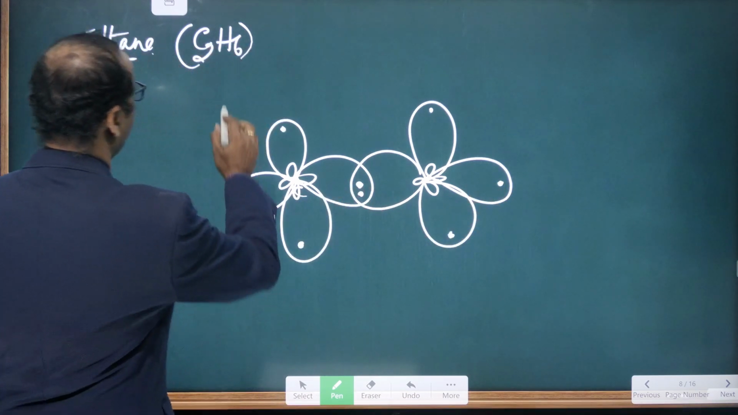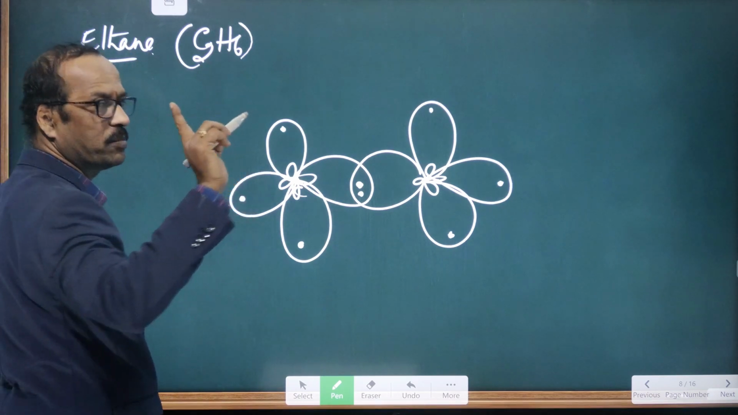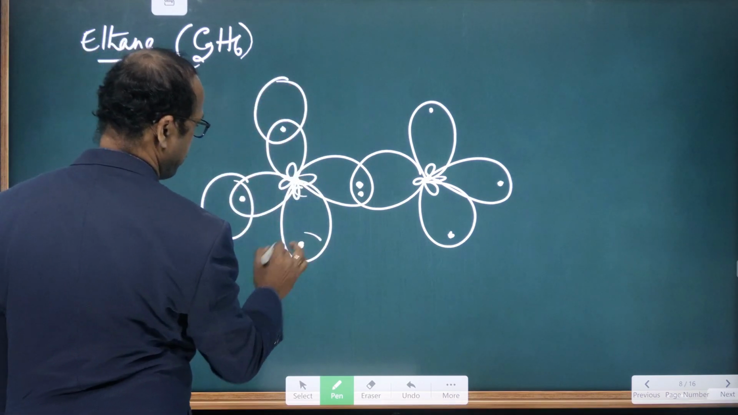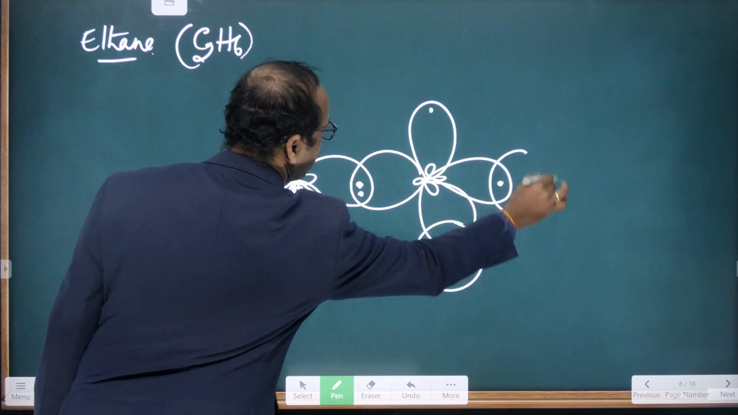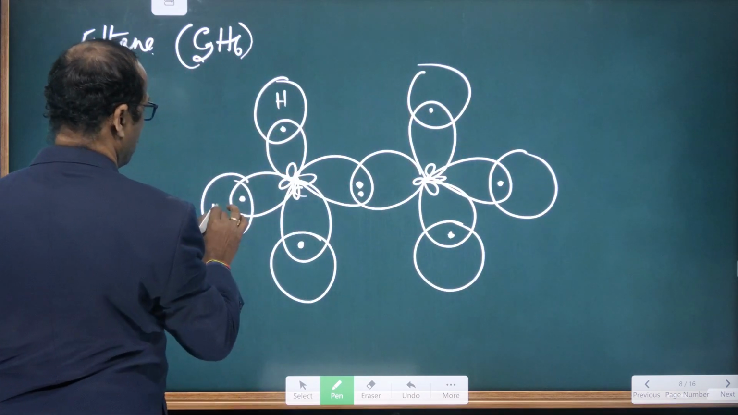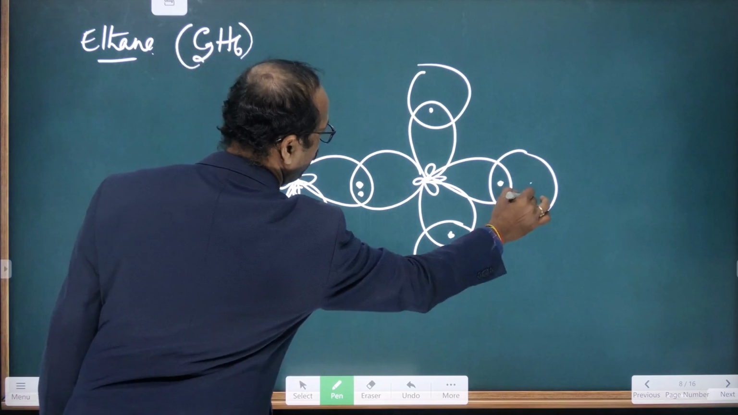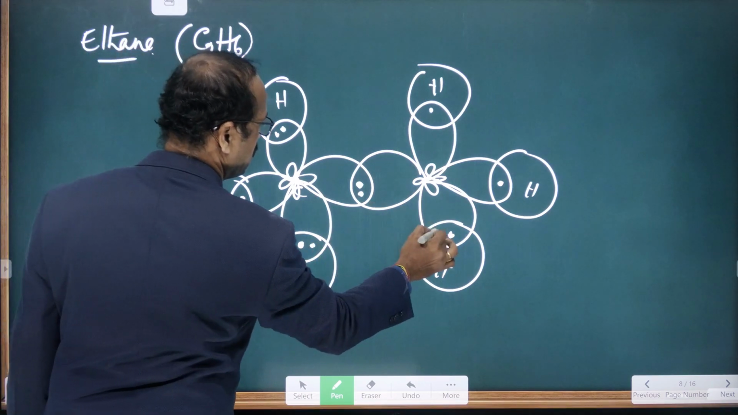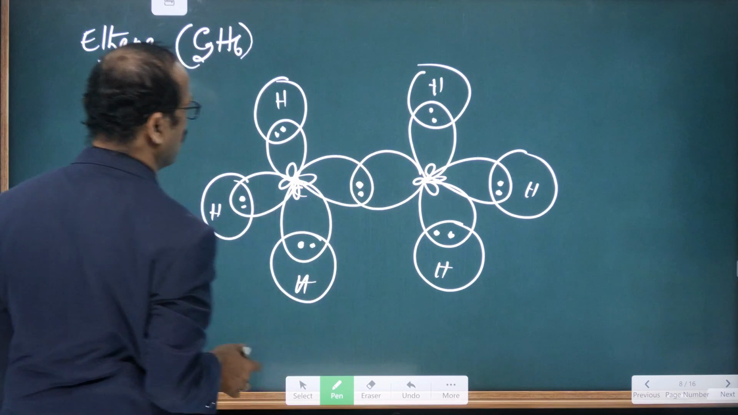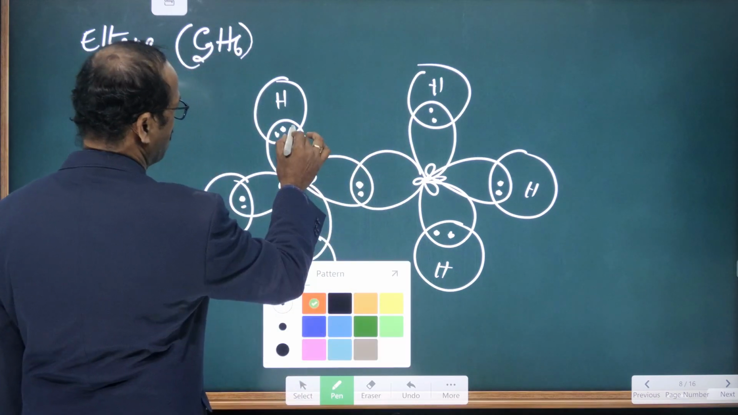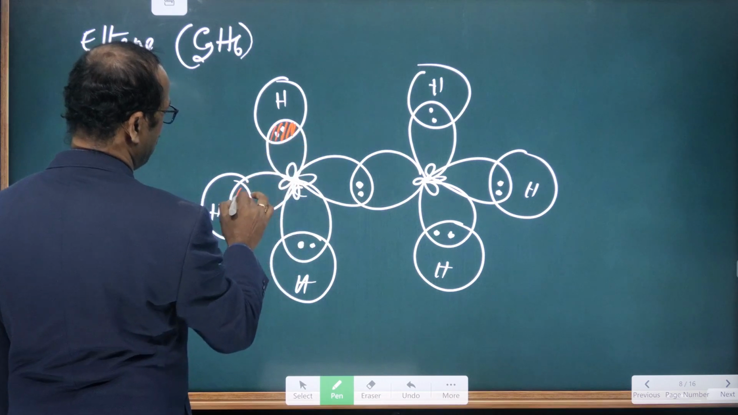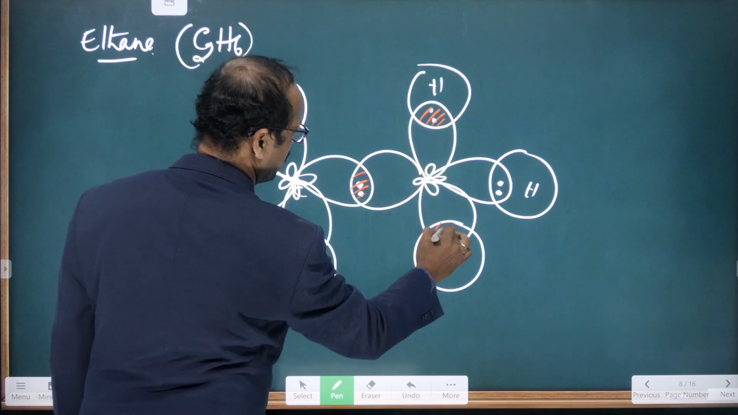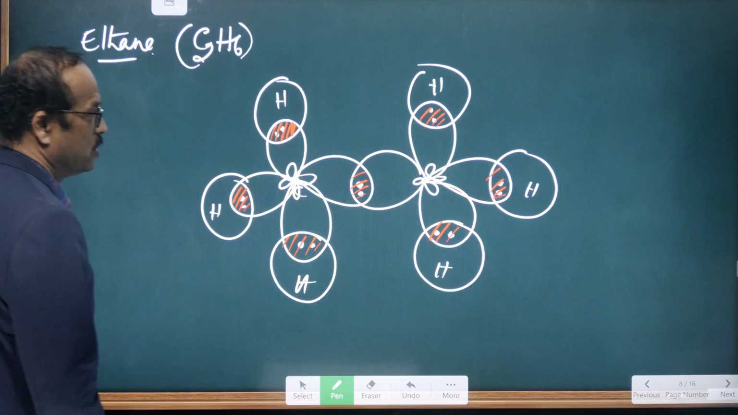Now here, how many hydrogens are there? Six hydrogens, right? Each hydrogen has atomic number 1, with 1 electron in the s orbital. So the hydrogens combine here: 1, 2, 3, 4, 5, 6. Every hydrogen has one electron. Now the sigma bond is forming. These both are sharing one electron, so that is a sigma bond, here also, and here also, and so on. This is the bond formation.